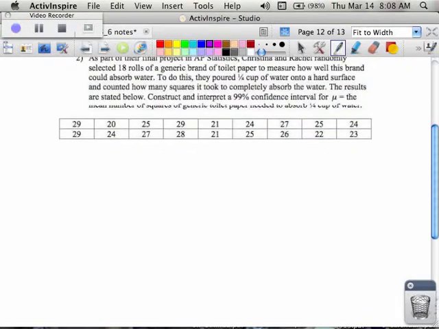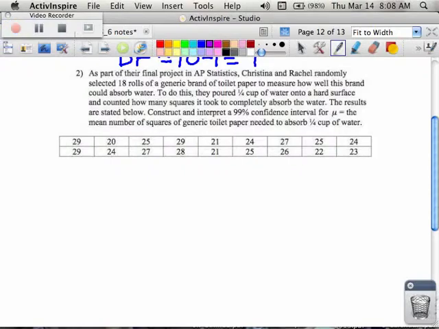So here is a full example where we're going to go through the 4 steps in number 2. And we see here, as a part of the final project in AP Stats, Christina and Rachel randomly select 18 rolls of a generic brand of toilet paper. I like Charmin Strong. And measure how well this brand can absorb water. I don't really know why that's important. To do this, they poured a quarter cup of water onto a hard surface and counted how many squares it took to completely absorb this water. The results are stated below. Let's construct and interpret a 99% confidence interval for mu, the mean number of squares of generic toilet paper needed to absorb 1/4 cup of water.